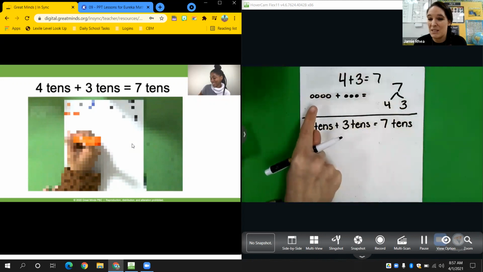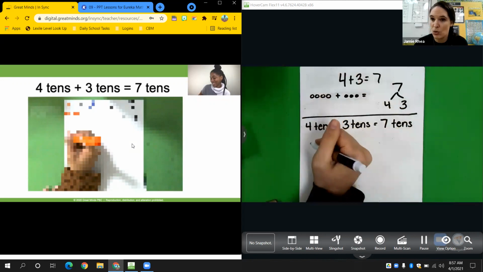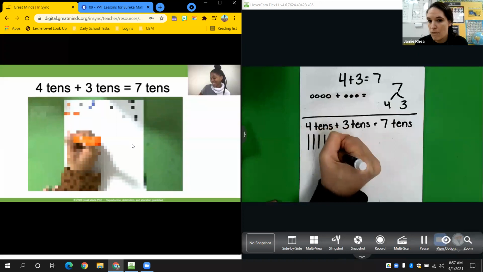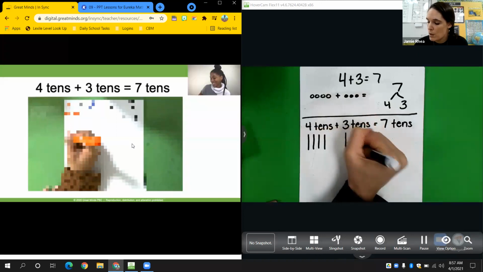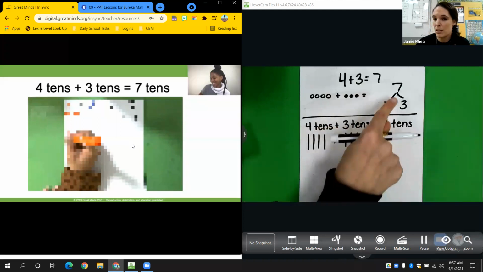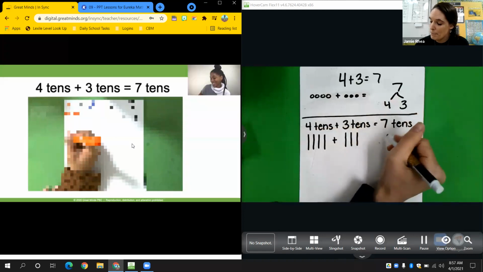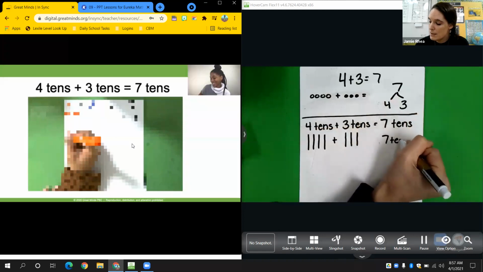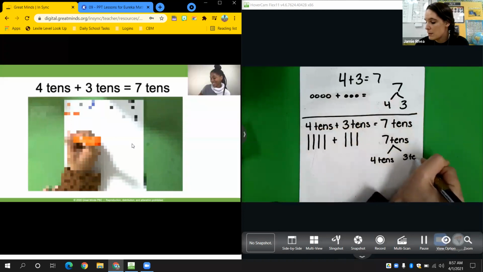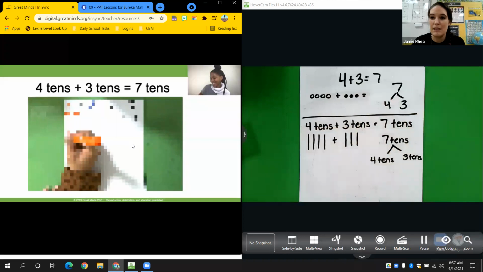Okay, friends, how would I draw that out? I'm not going to use dots because they're not ones, they're tens. So I need to show it with quick tens. So I'm going to draw 1, 2, 3, 4 quick tens here, and 1, 2, 3 quick tens here. Now I also have to do a number bond just like we did up here. So let's see. 7 tens, 4 tens, and 3 tens. All right, friends, if you need more time, keep the video paused. If you're ready to go, let's keep going.